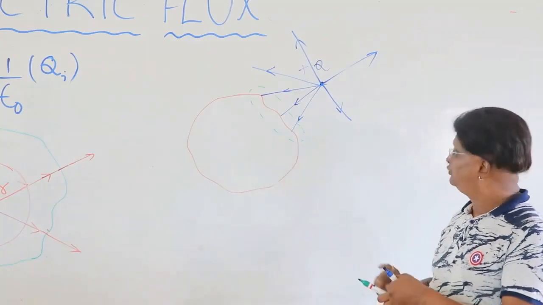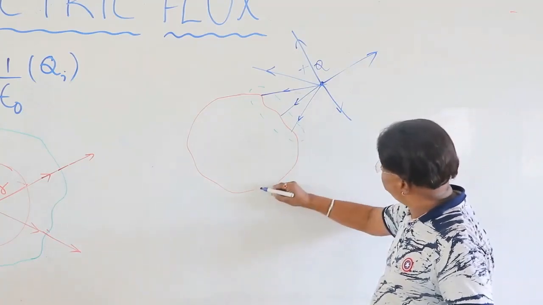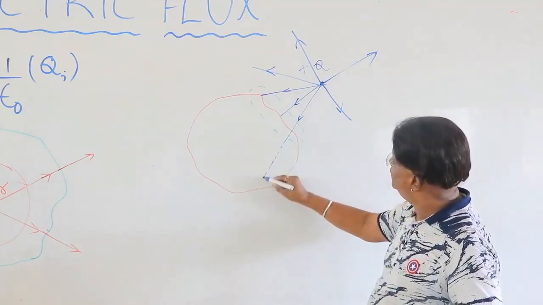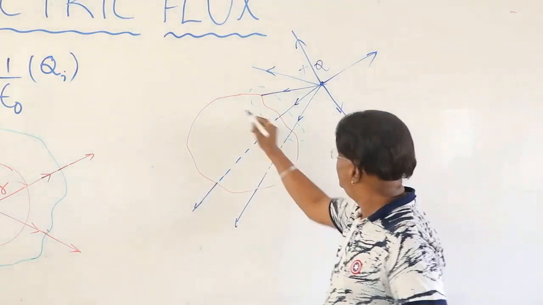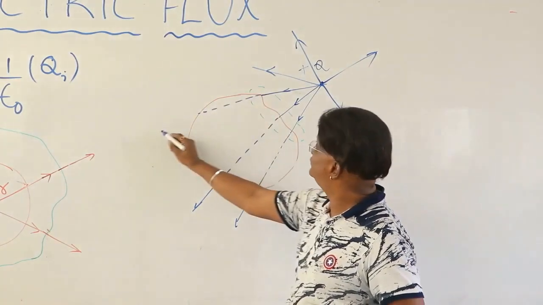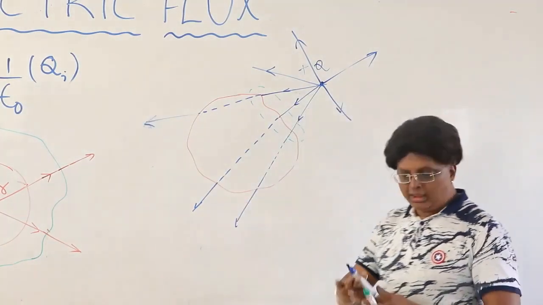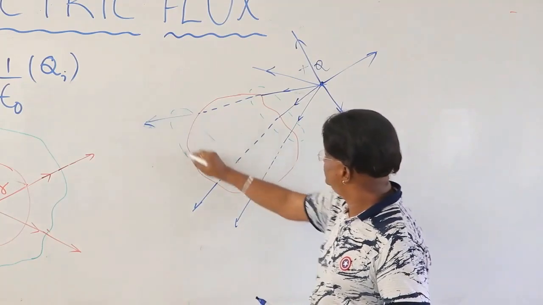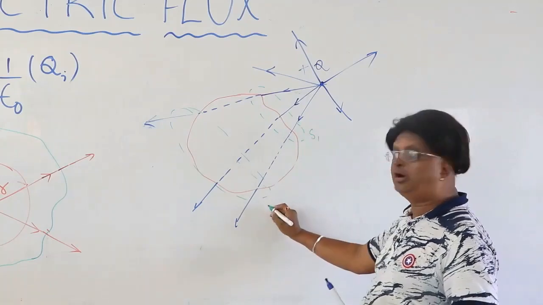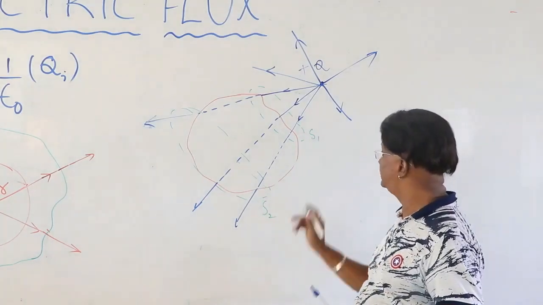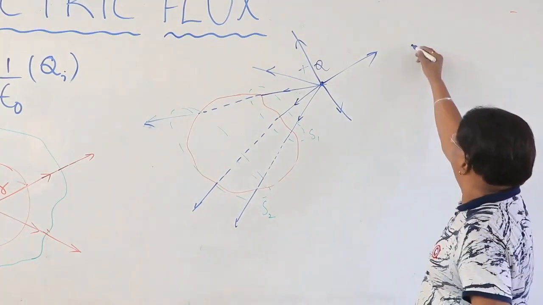So in such a case, here this is the flux which is entering, and then I extrapolate these field lines. Supposing I extrapolate these lines, yes, extrapolate this line, and extrapolate this line as well. What do you observe, friends? Now here, one more time, I will shade this region. You call this S1, part of the Gaussian surface, and this is S2, the other part of the Gaussian surface.